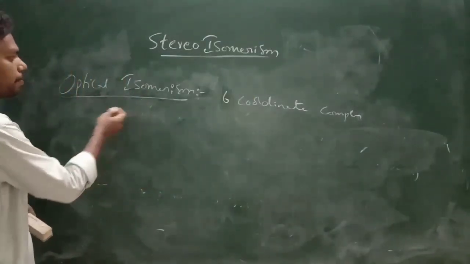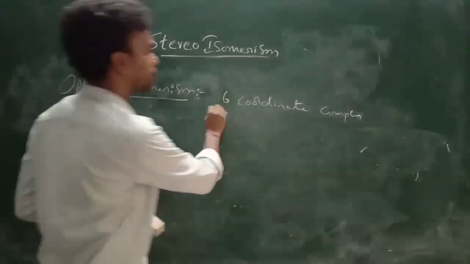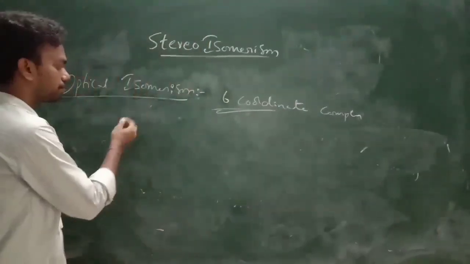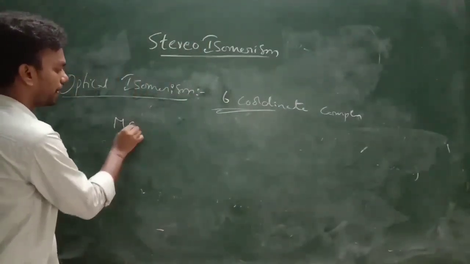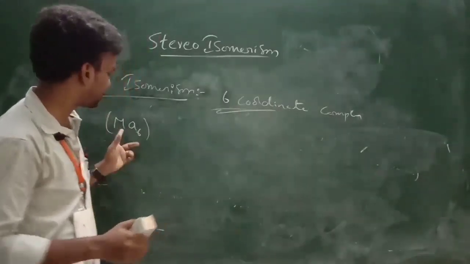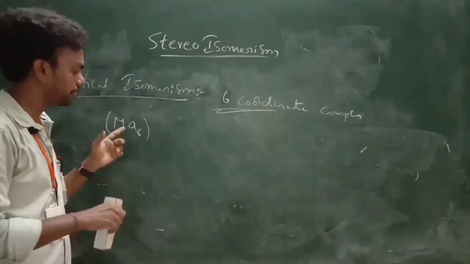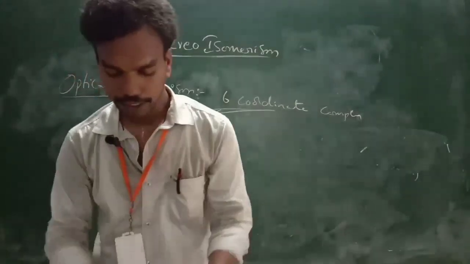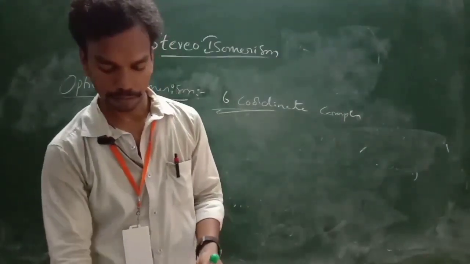Next, optical isomerism in six coordinate complexes. If you take the first type, MA6, octahedral complexes of the type MA6, all six ligands are the same.